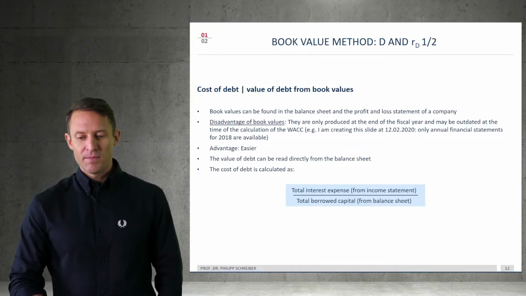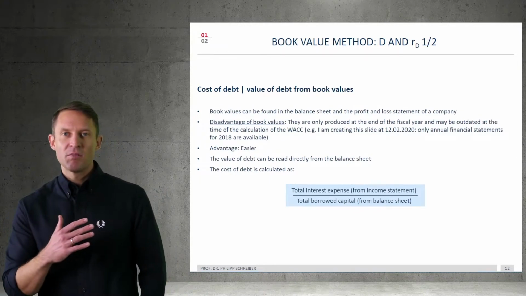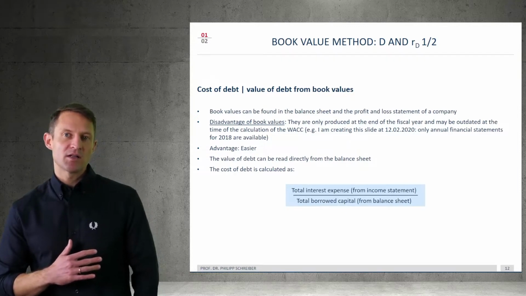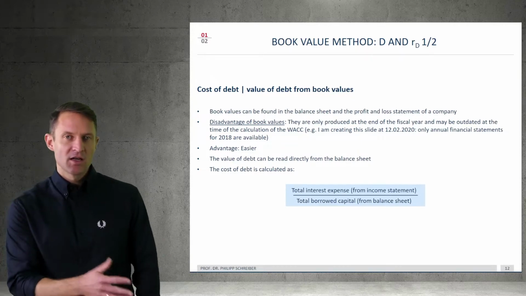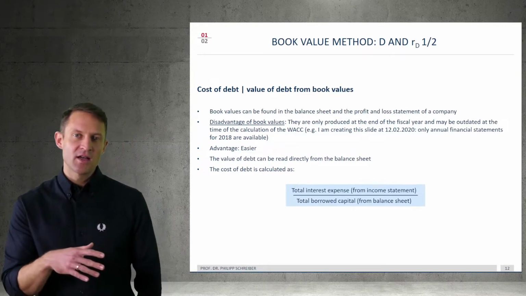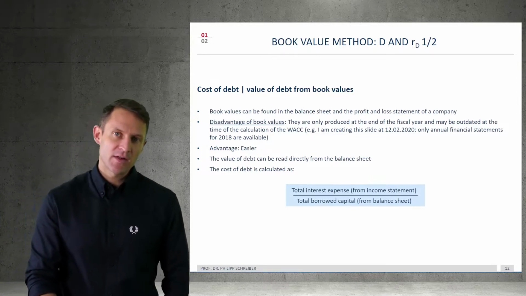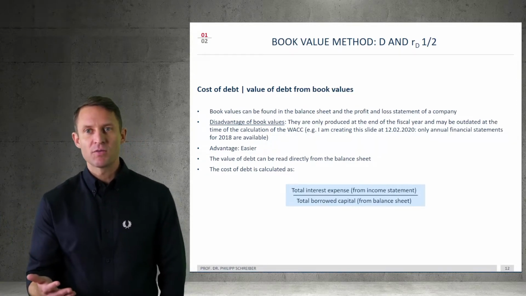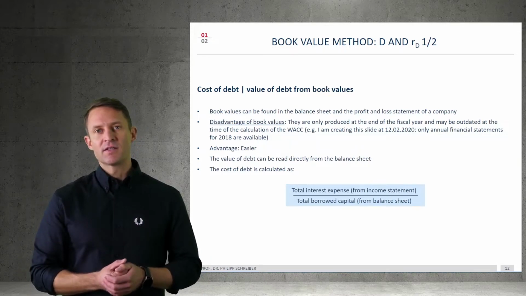Okay. Now, let's say for some reason market values are not available. And actually for Trumpf, market values are not available because I checked, Trumpf has no bonds outstanding. What could we do? We would love to do it with the market value method, but sometimes it's not possible. So let's use the book value method here in this example.